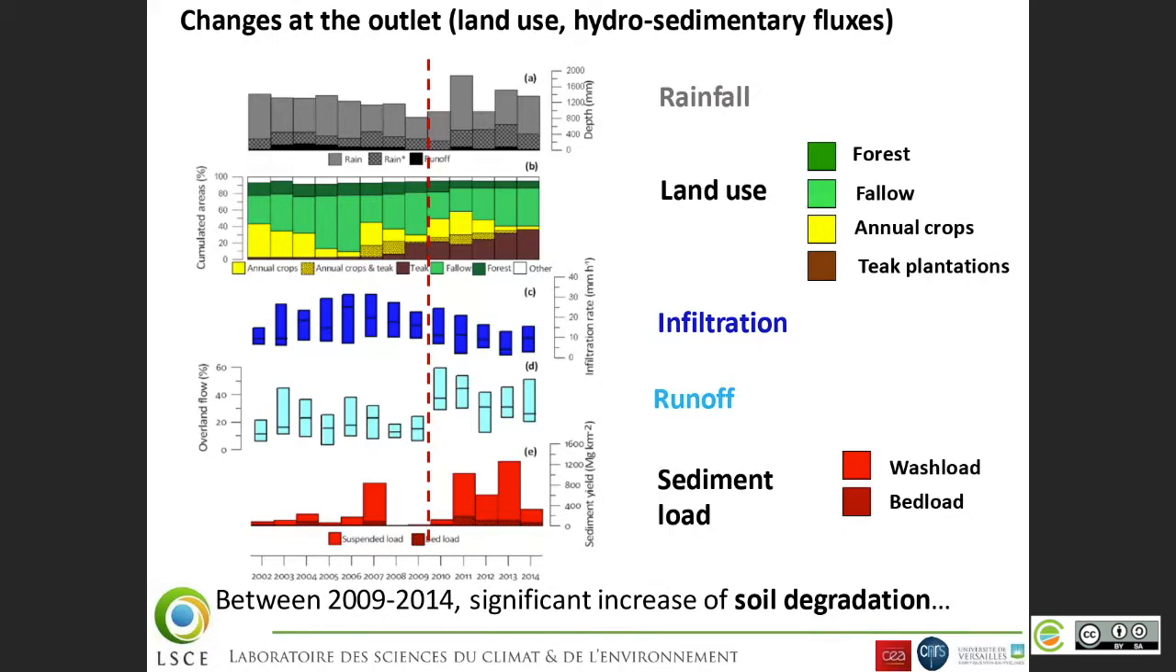So within a few years, although you are planting trees, you dramatically increase soil erosion in these very steep hill slope environments, which was a bit counterintuitive, but this difference is due to the management of these plantations and the plant cover.